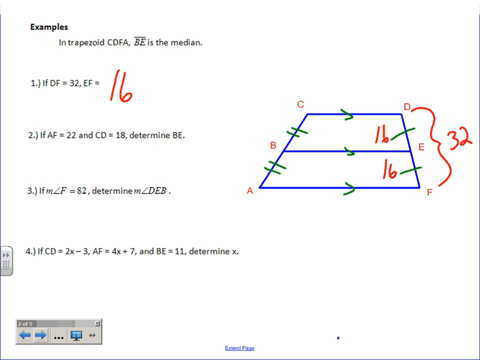No, we can't, can we? We don't know, because we don't know all four of those segments are the same. We just know those two over there. So that's all we could do there.